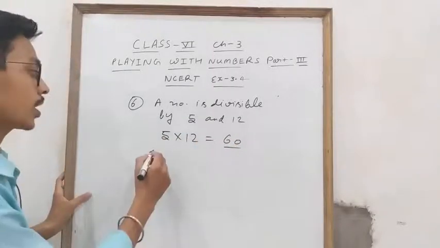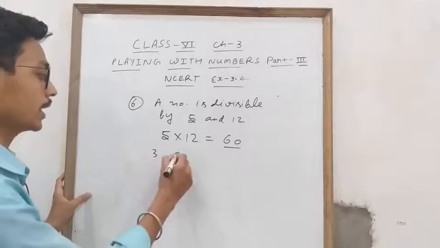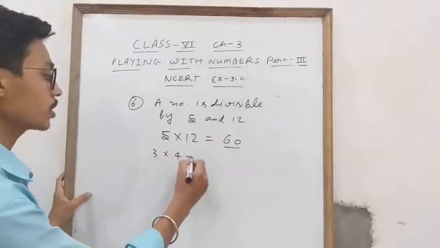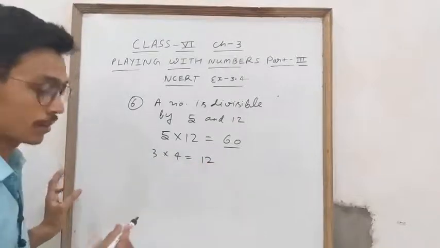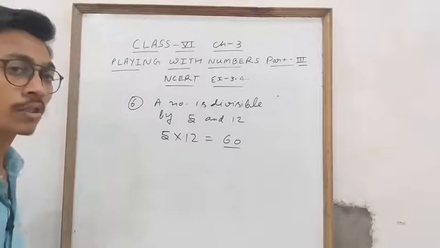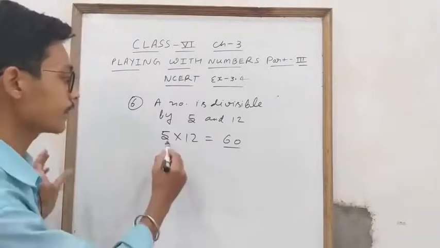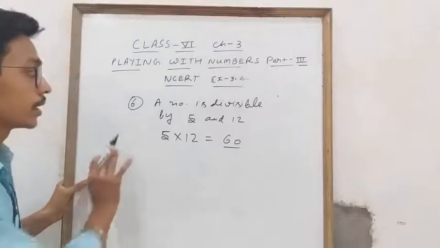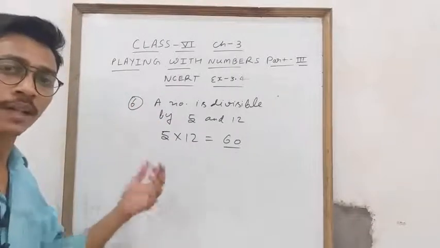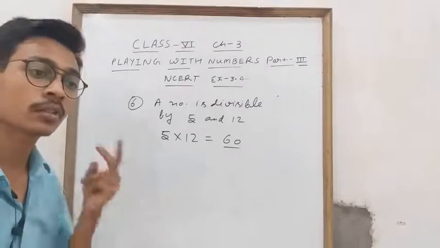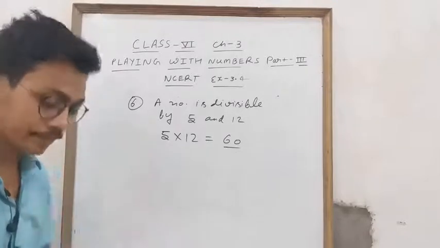For example, if a number is divisible by 3 and 4, what other number will it be divisible by? It will also be divisible by its multiple, that is 12. Similarly, a number divisible by 5 and 12 is also divisible by 5 multiplied by 12, which is 60. Clear everyone? This is question number 6. Any question based on this you can solve like that. If a number is divisible by any number, it is also divisible by its multiple.